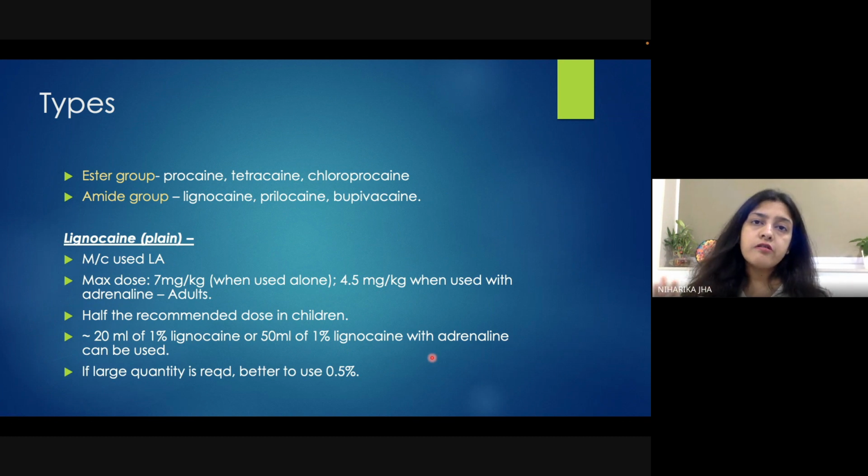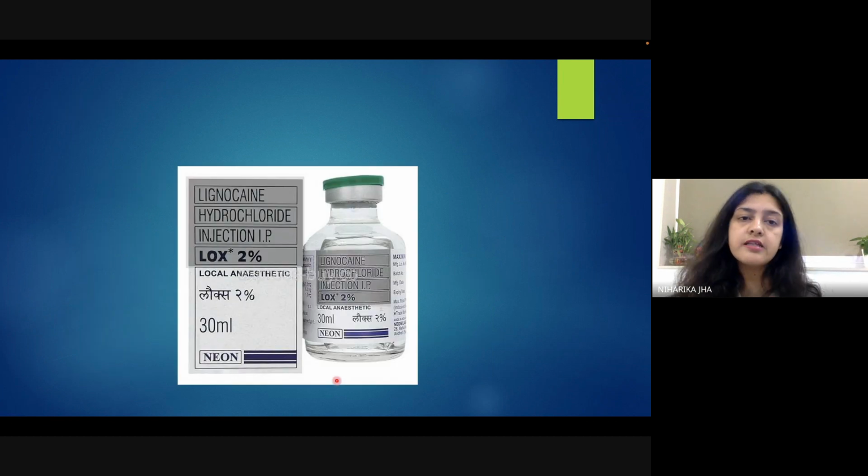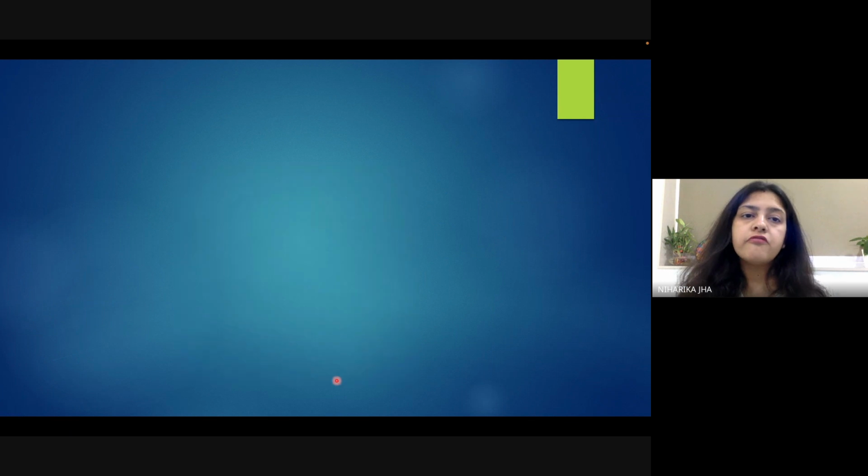But if we're operating on a large area and a large quantity of lignocaine is required, it is better to use a diluted version, which is around 0.5% concentration of lignocaine. Now let us talk about lignocaine with adrenaline. This is plain lignocaine, this is how it looks like. And now we are moving on to lignocaine with adrenaline.